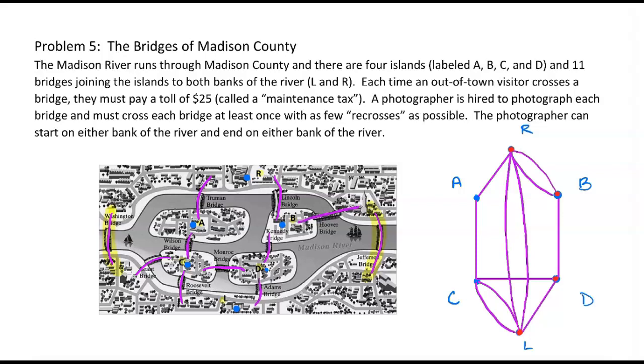Remember that the photographer wants to start on one bank of the river and end at the other. Let's suppose that he starts at R and ends at L. This means we want an Euler path. We want to leave R and L odd. We do, however, need to add a multiple edge between vertices B and D to make those vertices even. With exactly 2 odd vertices, we've now semi-Eulerized this graph and we have an Euler path. Here's one way that the photographer could make their journey from R to L.